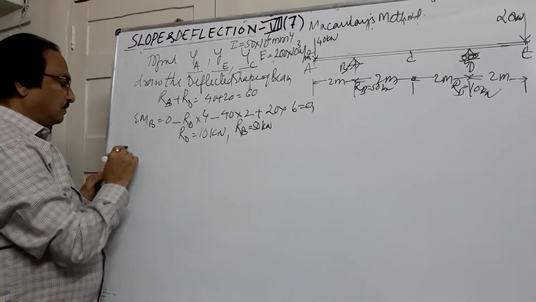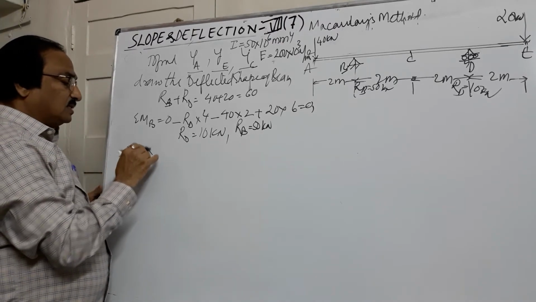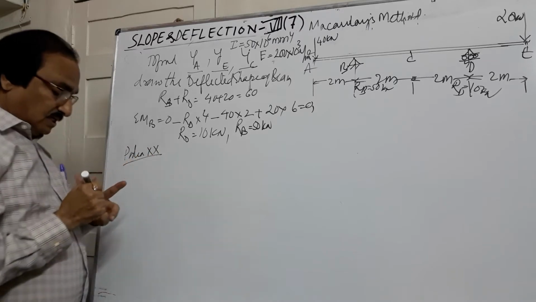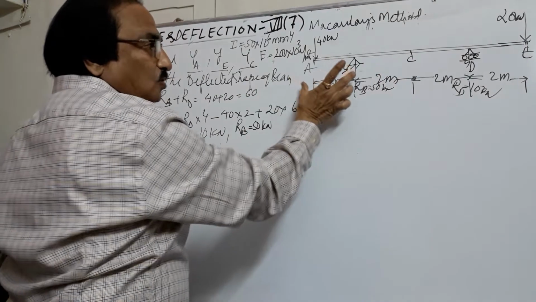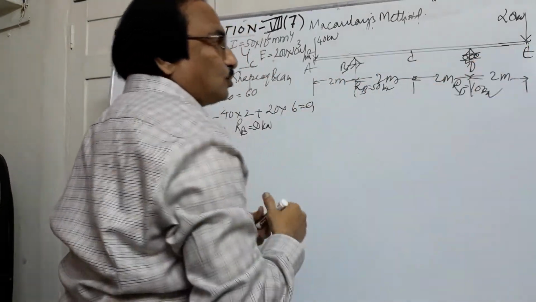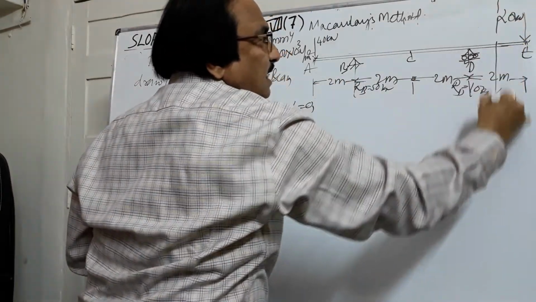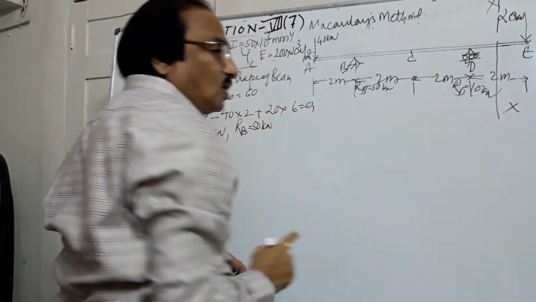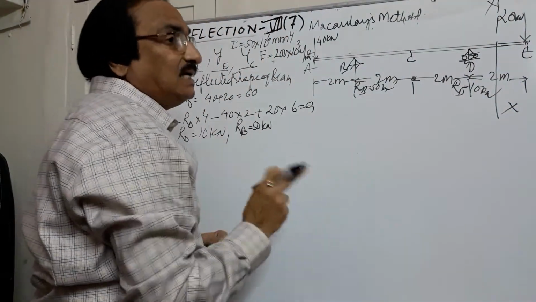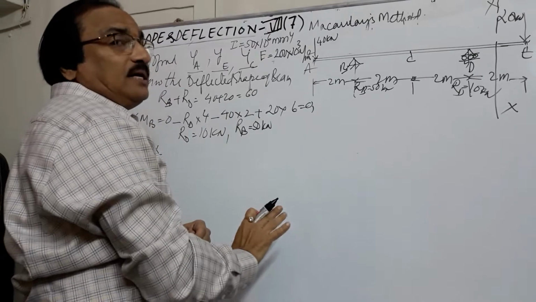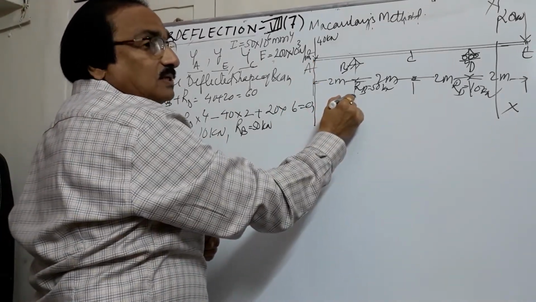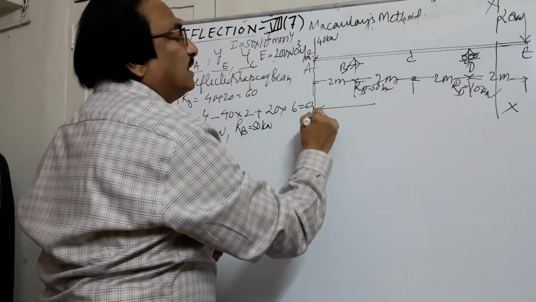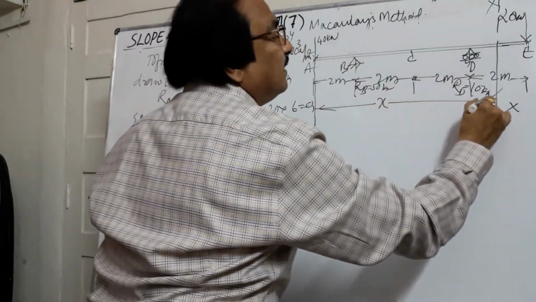Now coming to the portion, you will have to consider section XX. Where will you consider the section XX? It is to be considered at the last portion. Out of all these portions, this is the last portion. So consider the section XX in the last portion, at a distance x from the leftmost end. So what is the leftmost end here? This is the leftmost end, and don't take it from the support. From the leftmost end, the section is at a distance of x.